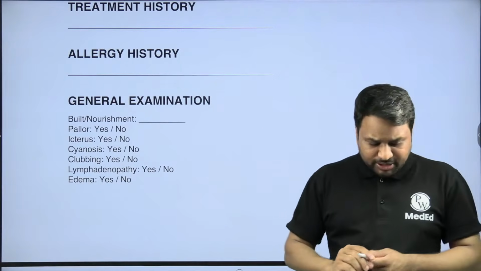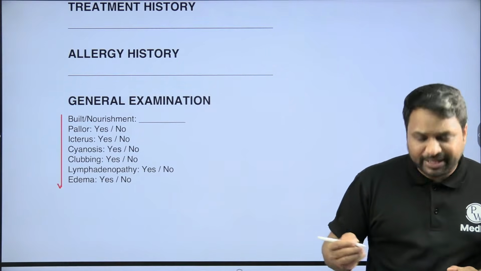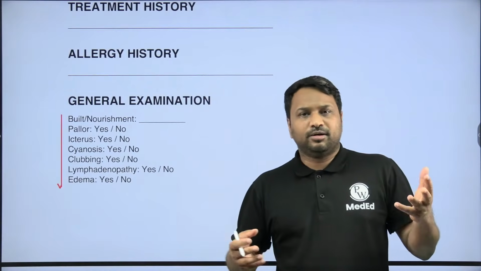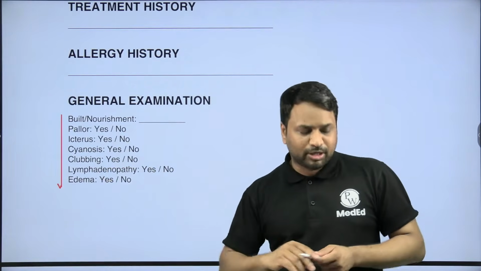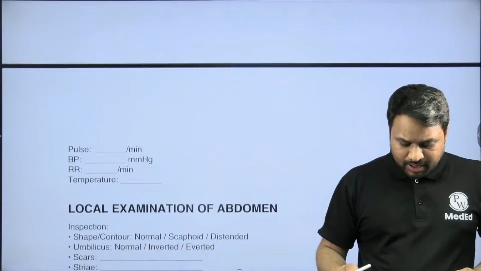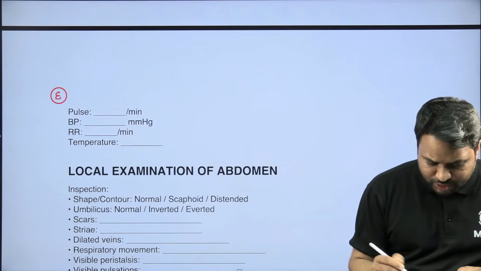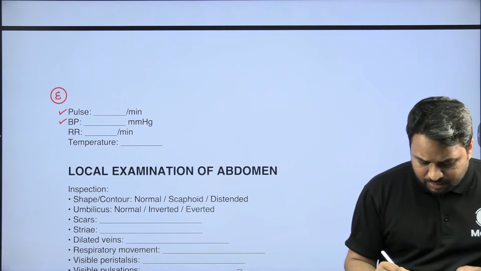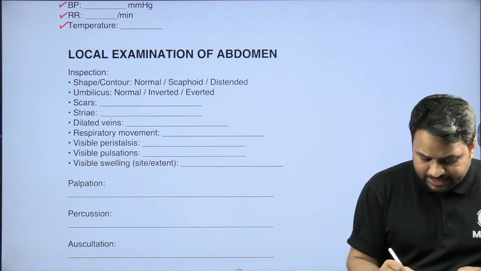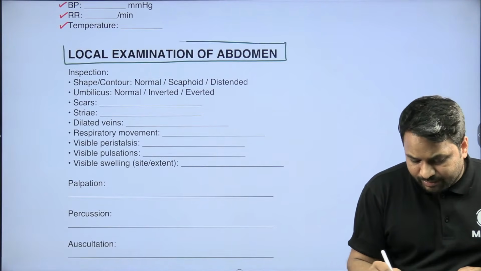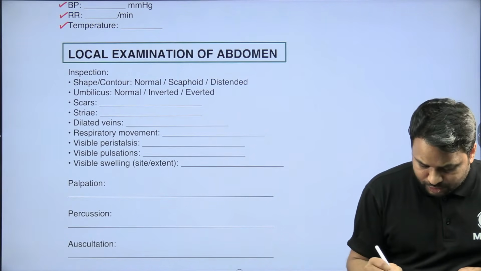In the general examination, this is what you look at. This is the proforma that we follow. Then you have obviously your PICLE, as we call it, that is pallor, icterus, cyanosis, clubbing, lymphadenopathy and edema, to be evaluated along with that, right? This is on the examination findings. In the examination findings, you look for the basic pulse, blood pressure, respiratory rate and temperature, and then move to local examination. Every local examination will start with inspection first, followed by palpation.